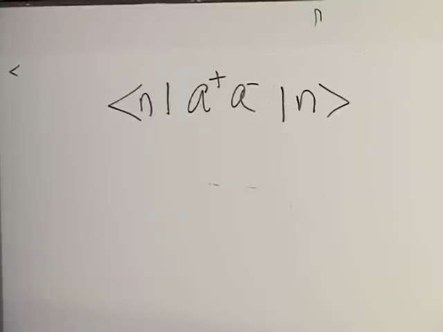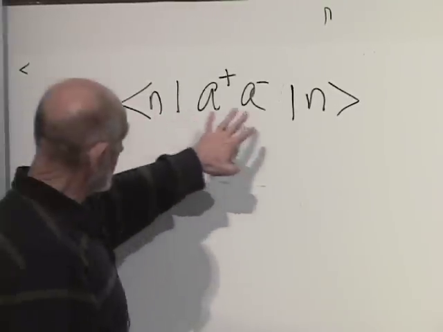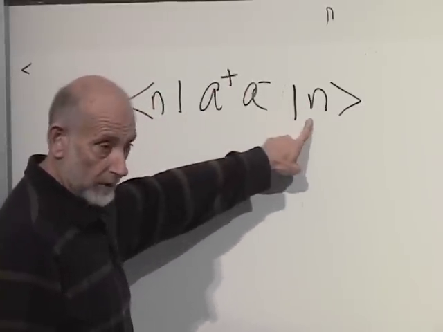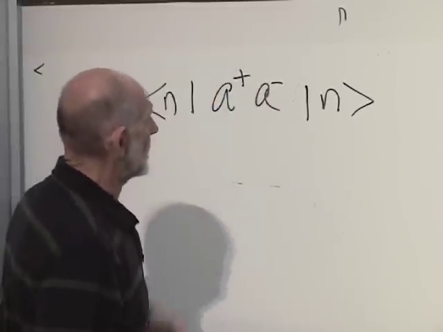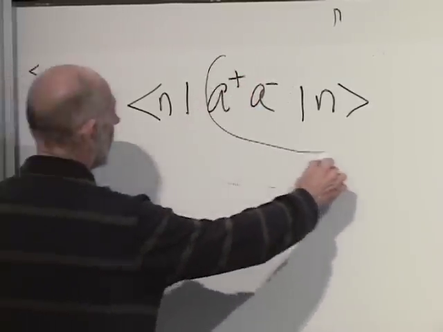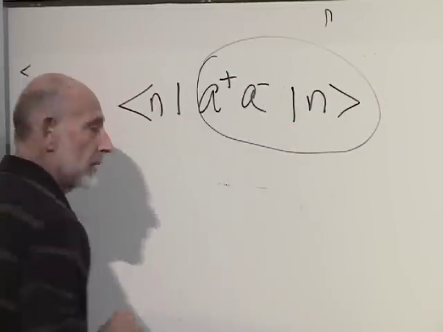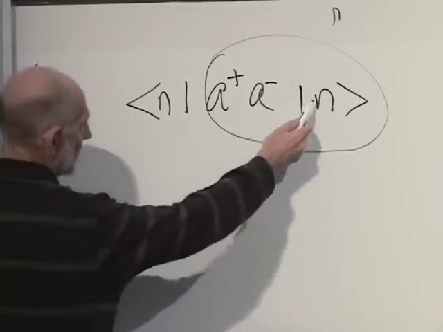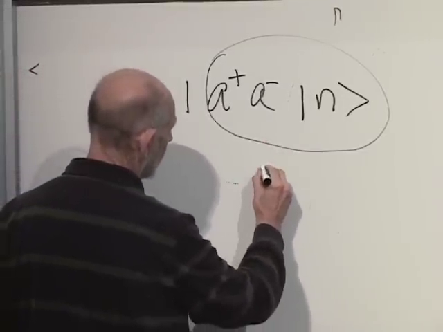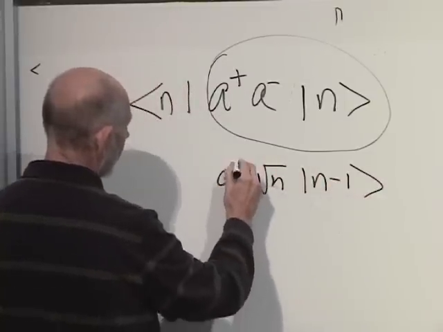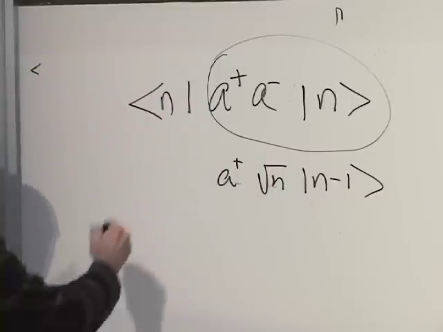Now, for those who've studied some quantum mechanics, you'll know that this expression stands for the average value of whatever this quantity is in the quantum state n. But for the moment, let's just calculate it as an abstract exercise. In the first way, let's allow this operator to act to the right. First, A minus acts to the right. What does A minus give when it acts on this? It gives square root of n times n minus 1. We still have A plus, which we haven't used up yet.